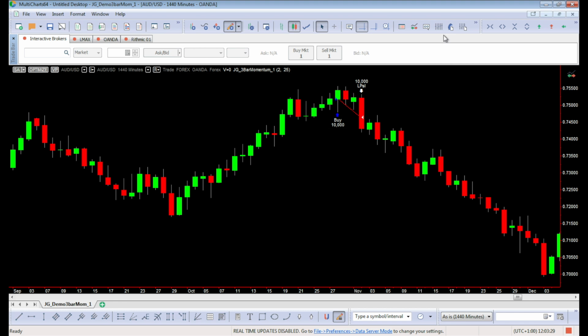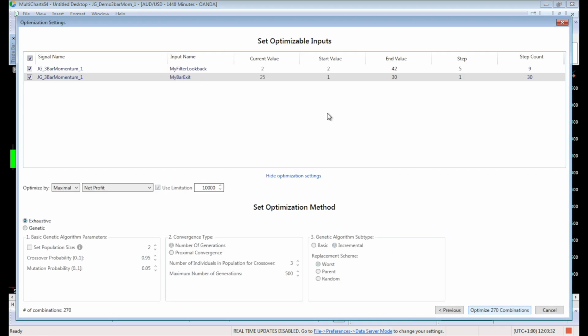Now let's look at an optimization, and we're going to optimize both the look back filter length and the exit duration. For the look back filter length, we're going to optimize from a value of 2 through to 42 in steps of 5. So we're going to go from 2 to 7 to 12, etc. But remember that the value of 2 is equivalent to using no filter at all. And then we're going to optimize at the same time the exit duration, so bar exit, from a value of 1 day through to 30 days. And we're going to end up with 270 combinations.